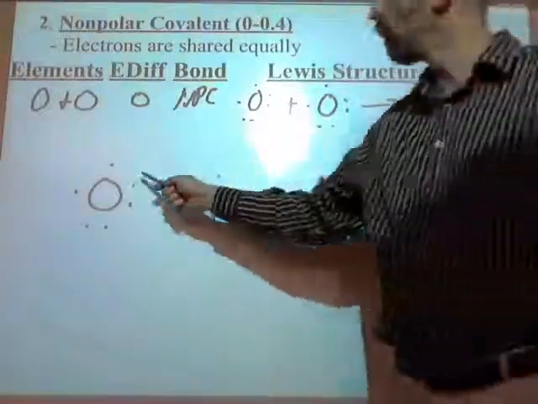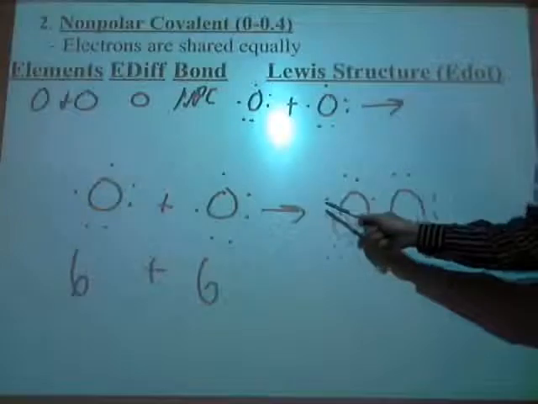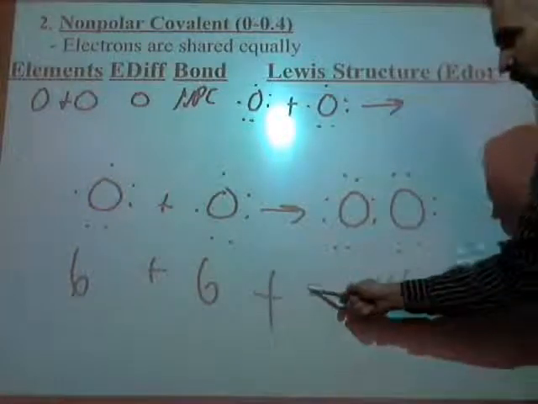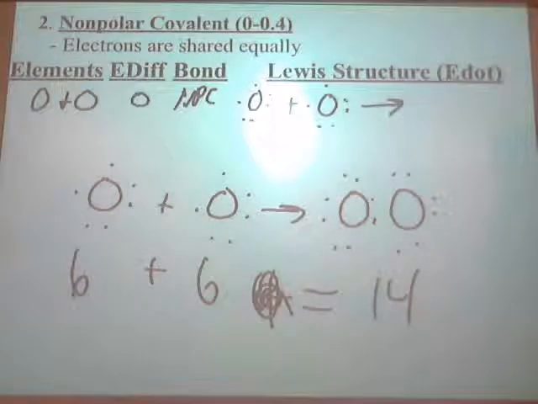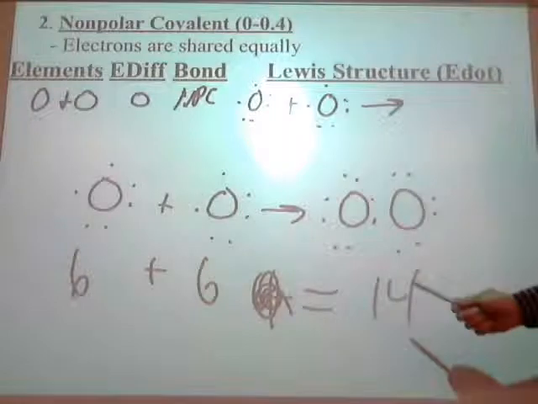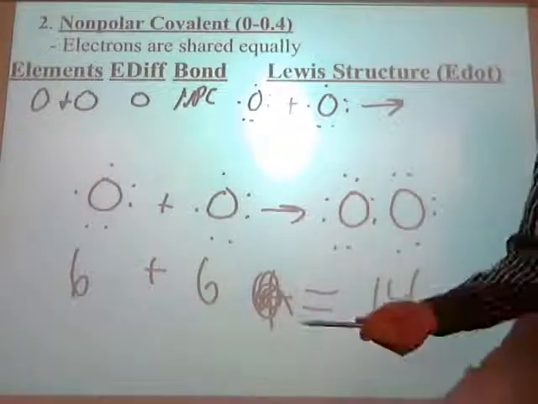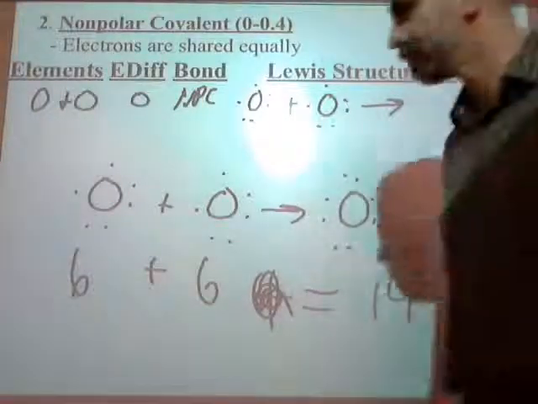How many total electrons are here? 2, 4, 6. 6 plus 6. And here I've got 2, 4, 6, 8, 10, 12, 14. What is 6 plus 6? Does 6 plus 6 equal 14? No. So I magically gained electrons. That violates the first law I ever taught you in this class. The law of what? Conservation. Conservation of matter and energy. You can't create or destroy matter or energy. You can't create or destroy electrons either. All right, so that's wrong.